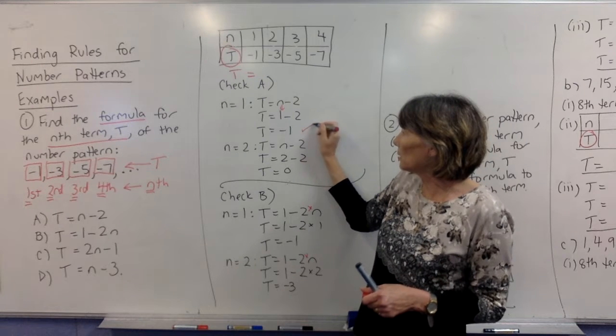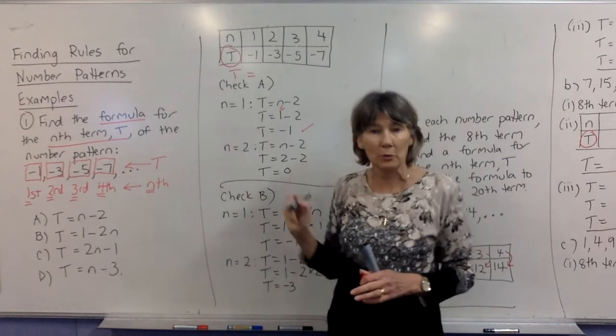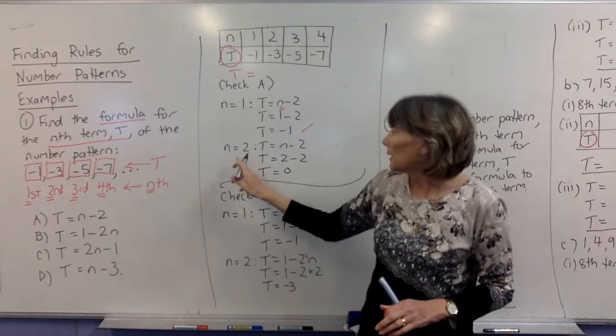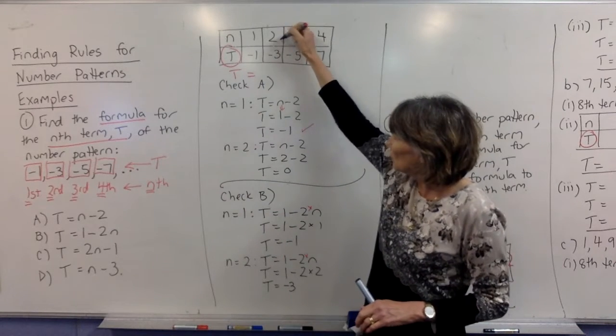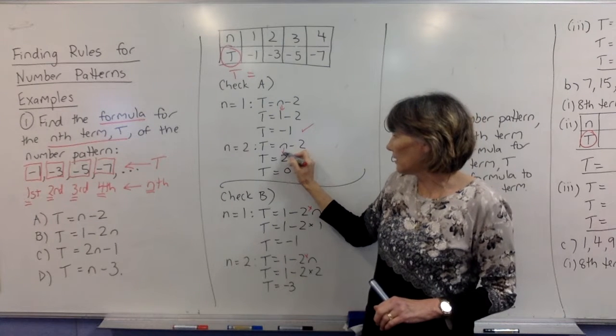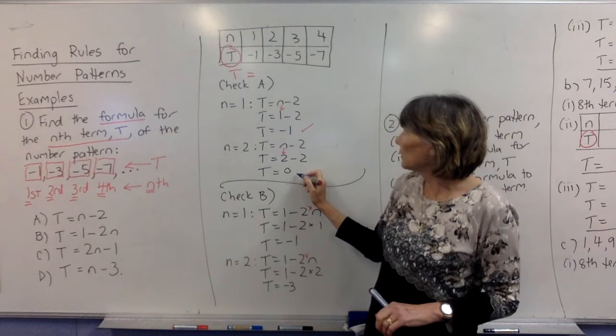Now that at the moment looks like it's fine, but you can't just go, oh, I'll just check 1 and see if it works and that's it. You've got to check the next one and see what's going on. So we're going to take n equals 2, put it in our little formula that we're checking. So in place of n this time, we're going to put 2. Then we're going to put that in the calculator and we get 0.